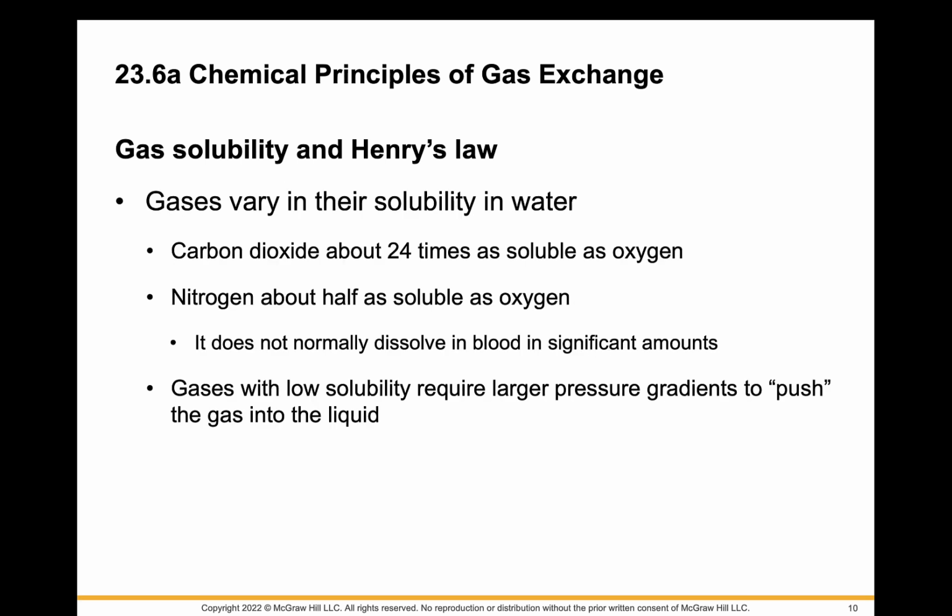Now, gases vary in their solubility in water. One thing is especially important, and this is something that I want you to be comfortable with. Carbon dioxide is about 24 times as soluble as oxygen. What that is telling us is carbon dioxide can actually be dissolved in our plasma, oxygen cannot. Now, nitrogen is about half as soluble as oxygen. It does not normally dissolve in blood in significant amounts.